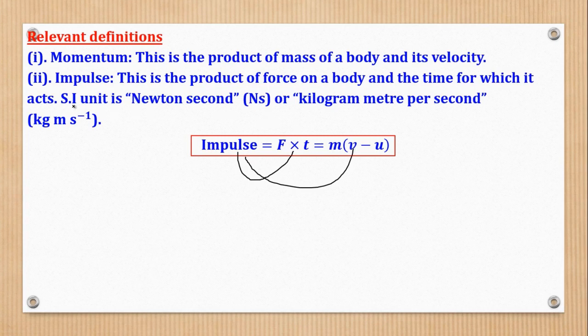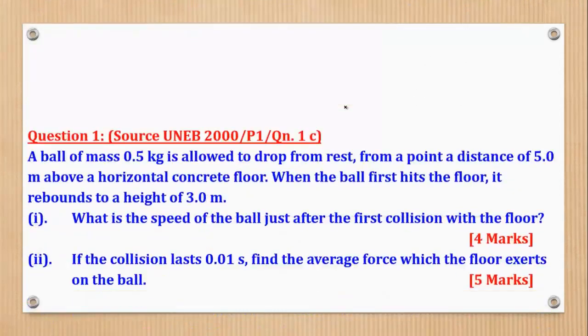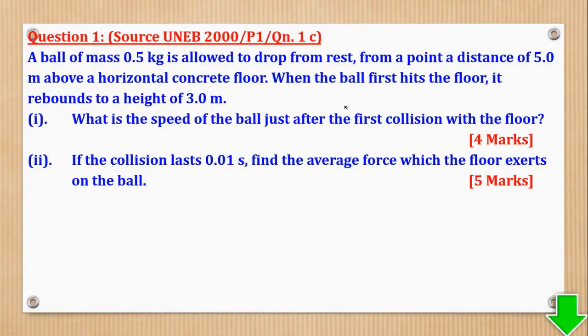So that is the reason why the SI unit for impulse, they are two. One is Newton second, which is good from here. Force Newton, t is second. Another one is kilogram meter per second. So kilogram is for mass, meter per second is for velocity. So any of the two SI units is okay when they ask for impulse. And with those two formulae, we can go through these questions.